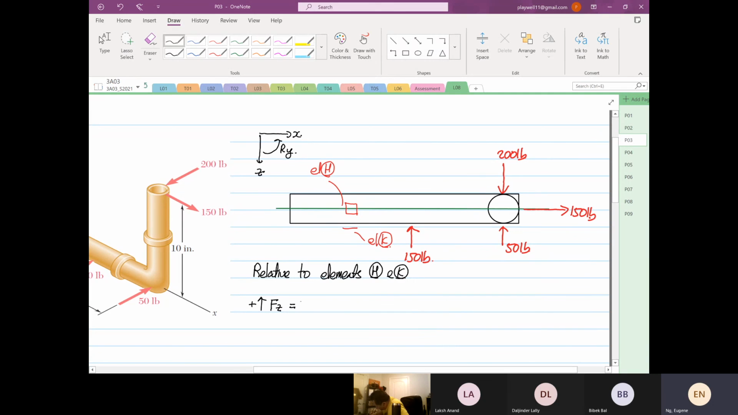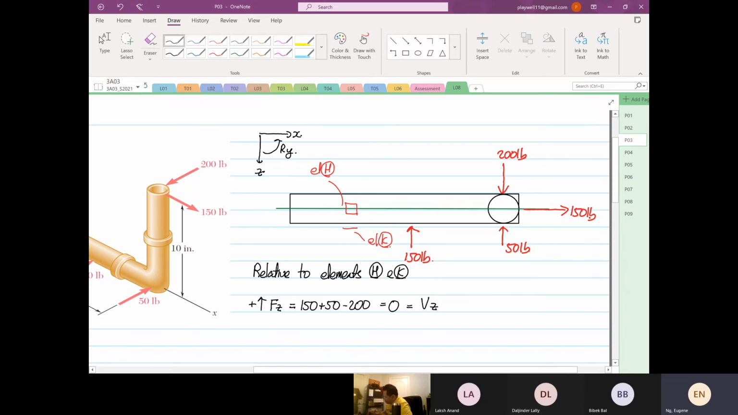So you have 150 plus 50 minus 200. So this is equal to 0. It happened to be equal to 0. In fact, this is going to induce a shearing stress, a shear force in the Z direction. That is our shear force.